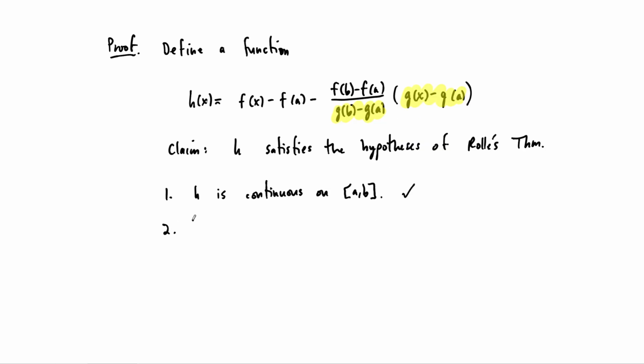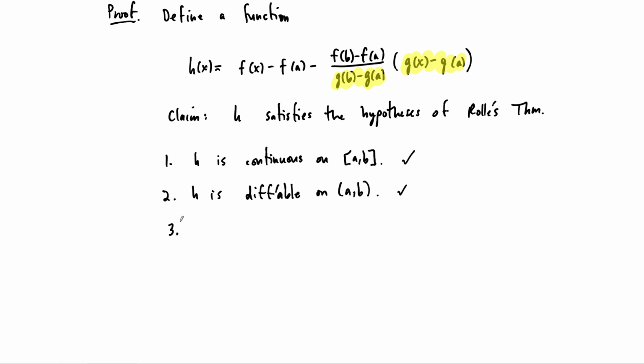Criterion number 2 is that h should be differentiable. And again, because we built this h out of two functions that are differentiable on the interval (a, b), and these ratios are all numbers, and f of a, this ratio, these are all numbers. f and g just show up as linear multiples of themselves. And since those are assumed to be differentiable on (a, b) to start with, then yeah, of course, this is differentiable on (a, b).